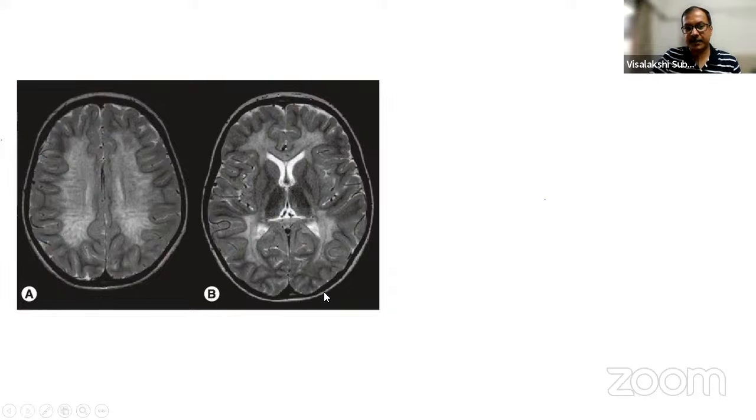These are T2 images. Again, you can see the ventricles. This is the right side. This is the left side. Any thoughts? Anybody? I don't know if anything is coming up in the chat function. So this is a worrying history, isn't it? Not only motor regression, but cognitive regression and seizures as well.